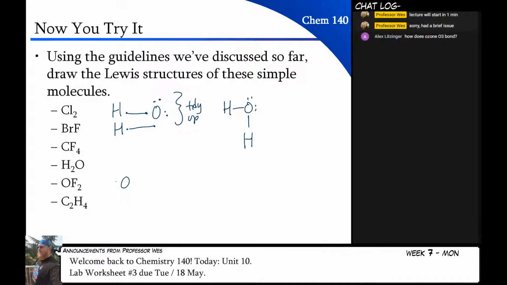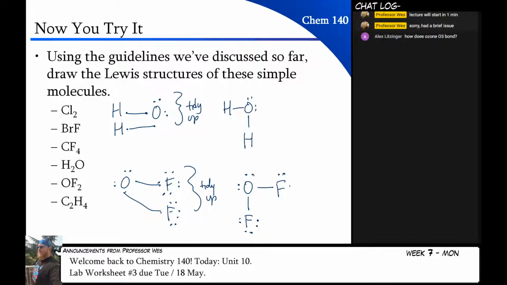We got OF2, so we'll do oxygen. So there's my oxygen. And I did it really quickly again. I got to do it the right way. There we go. We're going to do that to this unpaired and that to this unpaired. Then we'll tidy up. There you go.